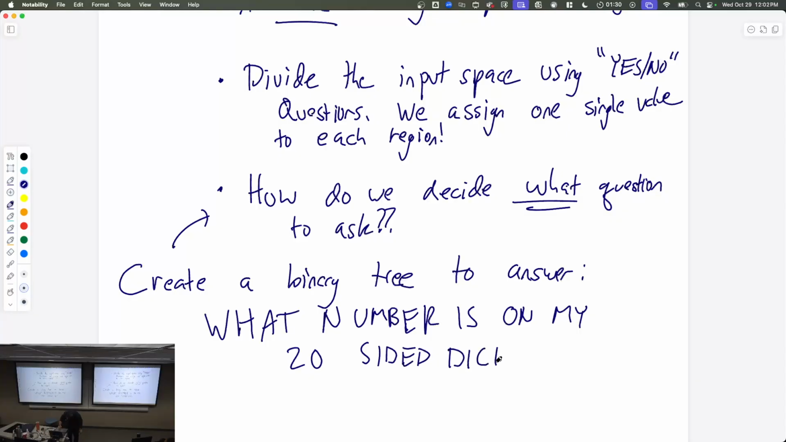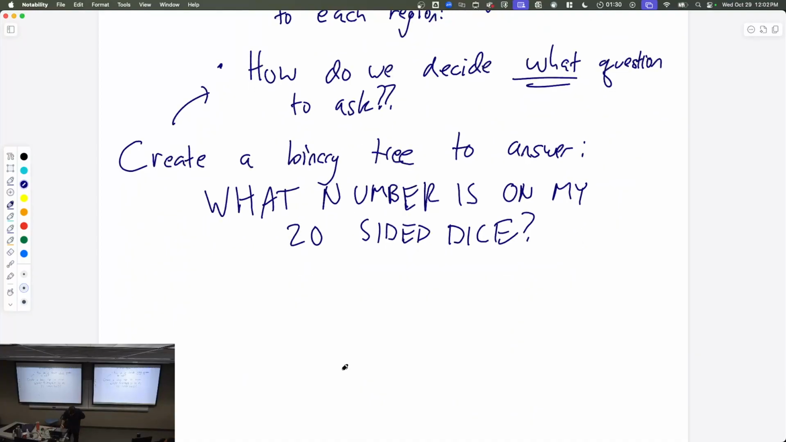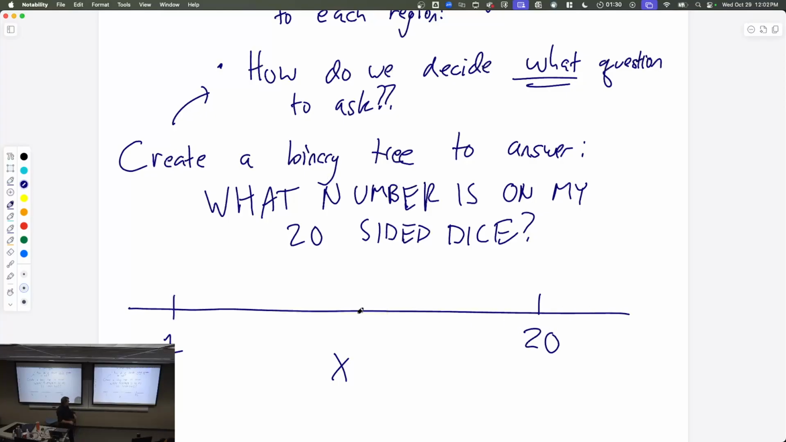Basically the game is, I'm going to roll the dice. You're going to be allowed to ask me yes or no questions about the value on my dice. Yes or no questions create a binary tree. So the state space here is all the numbers, x going from 1 to 20, and your questions will divide this up into regions. You want to make your tree as good as possible. You have to figure out what as good as possible means, and what the questions are.